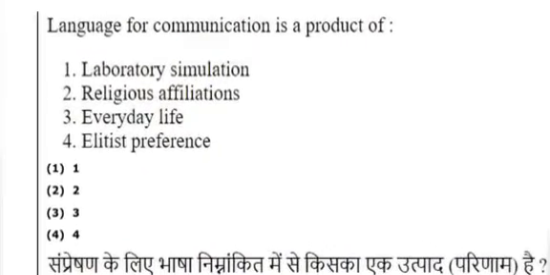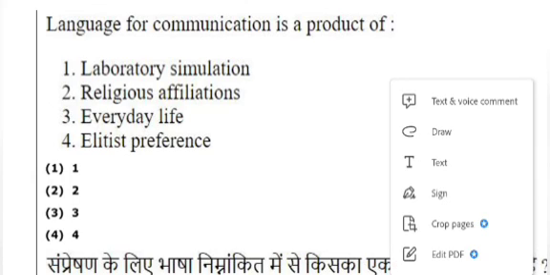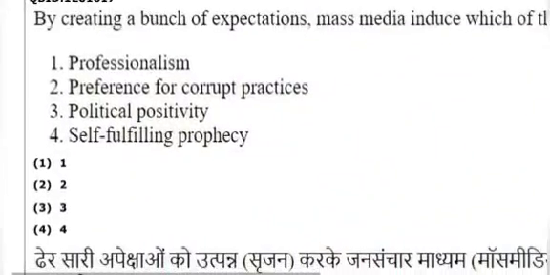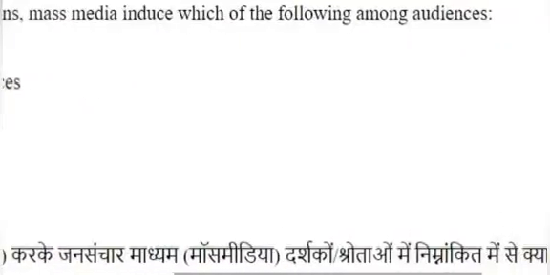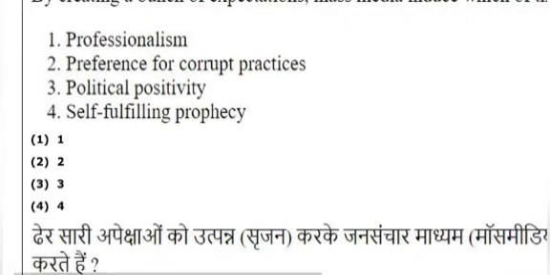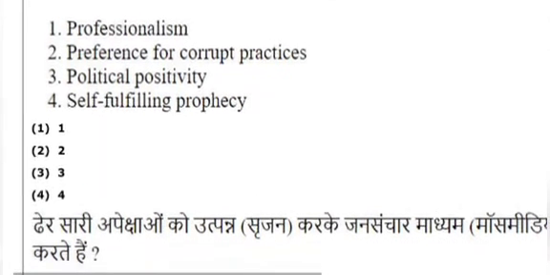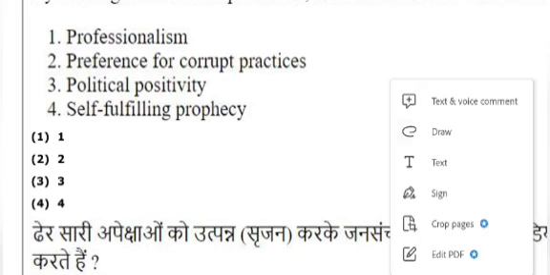Language for communication is a product of what? Laboratory simulation, religious affiliations, everyday life, elitist preference. It will be number C, that means everyday life. This is the language for communication is a product of everyday life. Next, number 17. By creating a bunch of expectations, mass media induce which of the following among audiences? Professionalism, preference for corrupt practices, political positivity, self-fulfilling prophecy. So number 17's correct answer will be self-fulfilling prophecy.